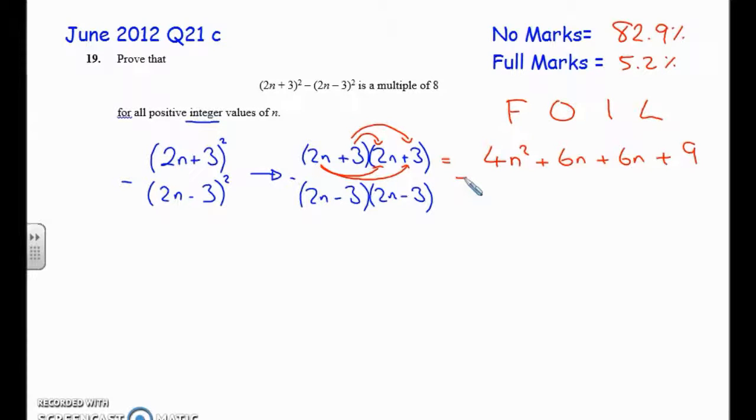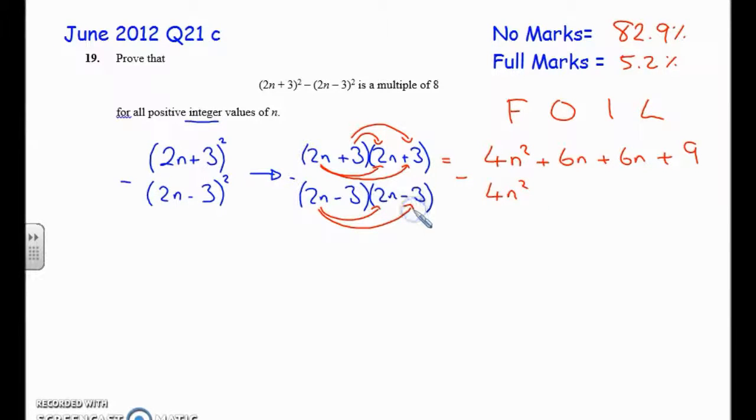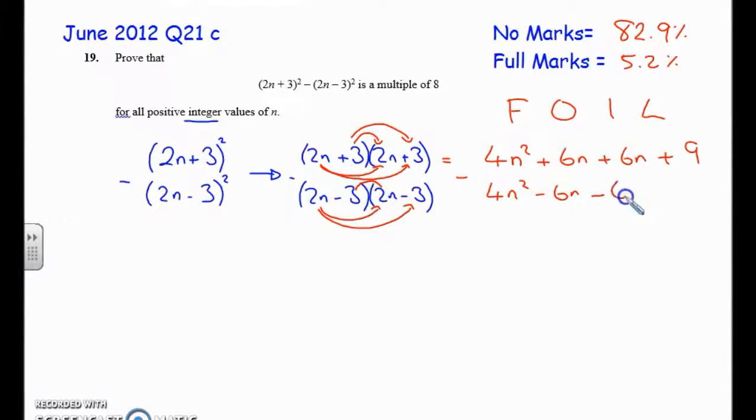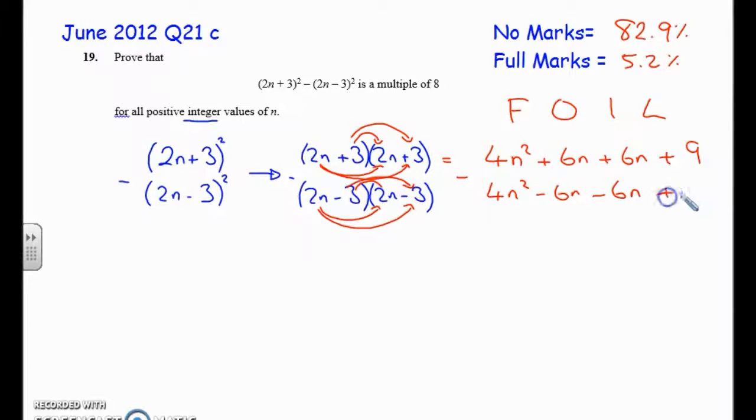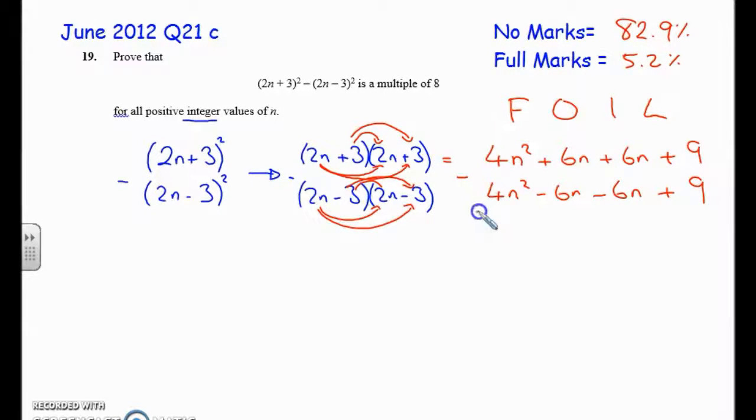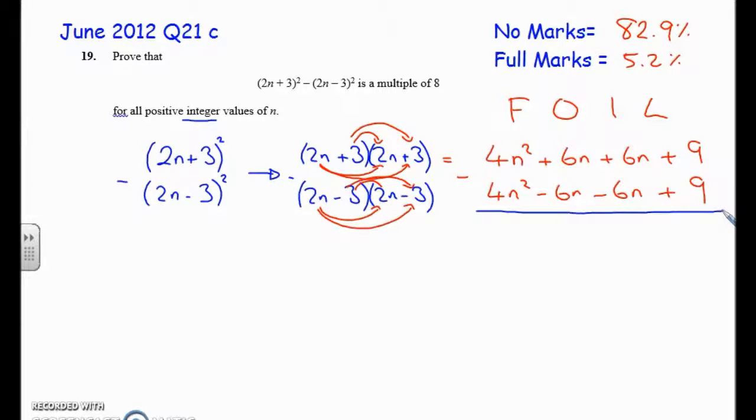And if I repeat the process here, 2n times 2n, well, we know that's 4n squared. And 2n times minus 3 this time is going to give me minus 6n. The inside is these two here, so again, minus 6n. And this bit catches people out as well. So minus 3 times minus 3 is plus 9. And now that I've expanded both of those brackets, I want to do what I was talking about earlier, and I said that I was going to subtract them almost like a column subtraction.